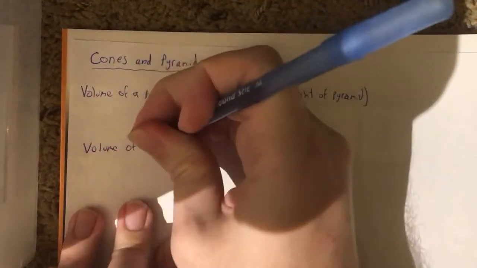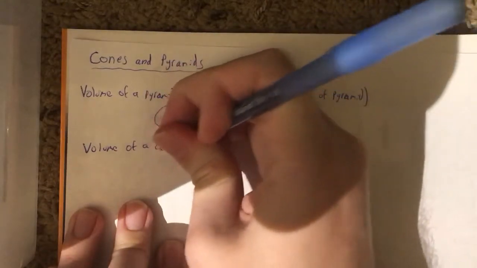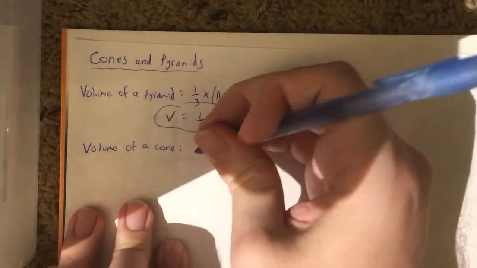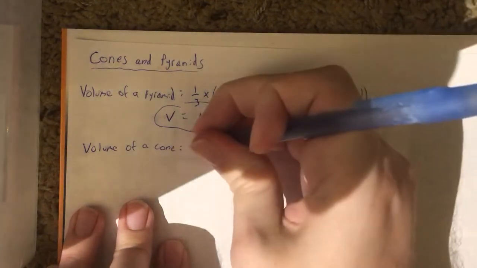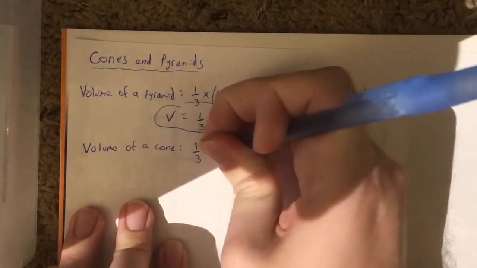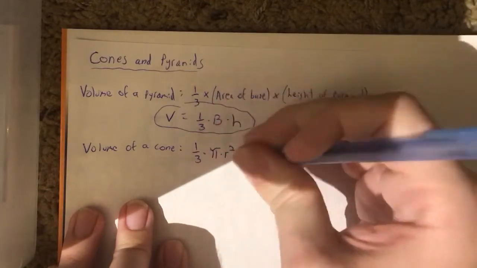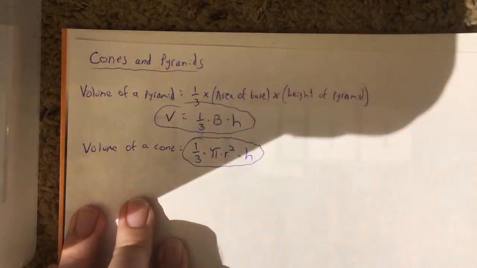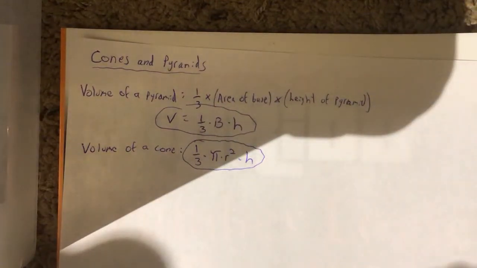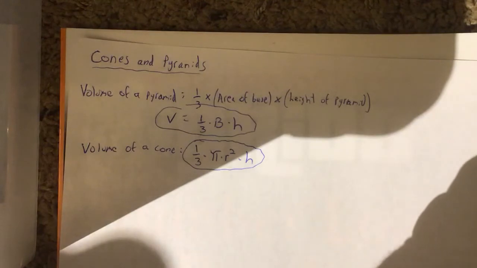Volume of a cone is the exact same thing as a cylinder. Pi r squared h was the formula for volume of a cylinder, so the volume of a cone is just 1/3 times the area of the base, which is a circle, pi r squared, times the height. So that's the formula for volume of a cylinder or a cone. So for cone you need the radius and the height. Pyramid you need the area of the base and the height of the pyramid. And don't forget the 1/3.